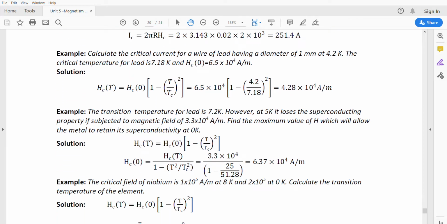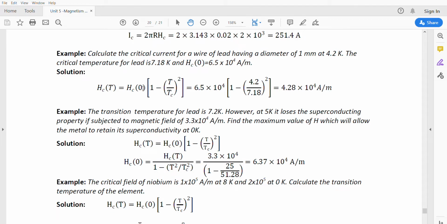Okay, and the next problem is: calculate the critical current for a wire of lead having a diameter of 1 millimeter at 4.2 kelvins. The critical temperature of lead is 7.18 kelvins, and Hc of 0, the critical magnetic field at 0 temperature, is 6.5 into 10 power 4 ampere per meter. This formula is important. Questions from superconductivity are asked from this formula every time. Hc of T, the critical magnetic field at a particular temperature T, is Hc of 0 into 1 minus T upon Tc whole square.